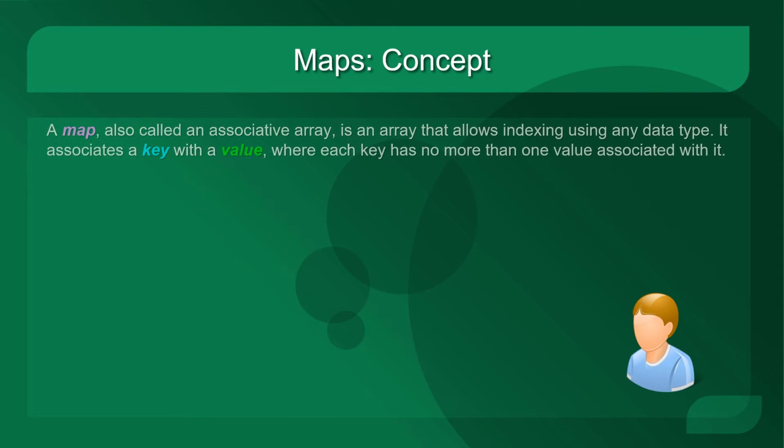When we talk about a map in computer science, which we also sometimes call an associative array, we're talking about an array that lets us use any kind of indexing that we want, any kind of data type as the index. The basic function of a map is to associate some key, some index, with some value, something we're trying to store. And a key feature of a map is that each key has no more than one value associated with it. It could have no value, but it has no more than one.